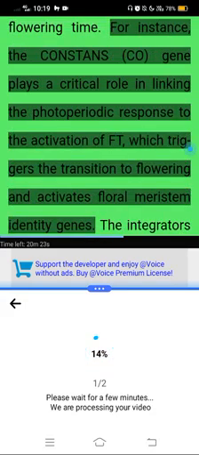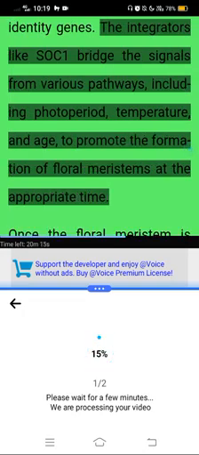For instance, the CONSTANS, CO, gene plays a critical role in linking the photoperiodic response to the activation of FT, which triggers the transition to flowering and activates floral meristem identity genes. The integrators like SOC1 bridge the signals from various pathways, including photoperiod, temperature, and age, to promote the formation of floral meristems at the appropriate time.